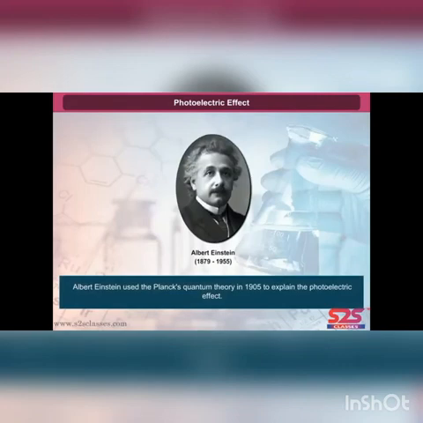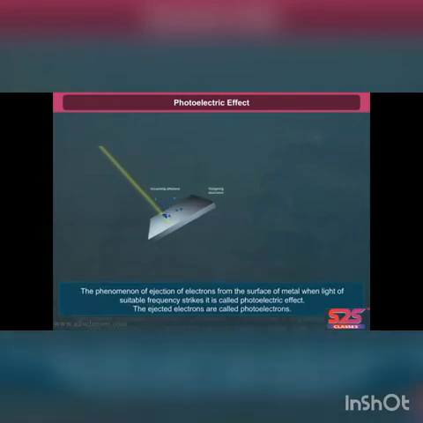Photoelectric effect. Albert Einstein used Planck's quantum theory in 1905 to explain the photoelectric effect. The phenomenon of ejection of electrons from the surface of a metal when light of suitable frequency strikes it is called the photoelectric effect. The ejected electrons are called photoelectrons.